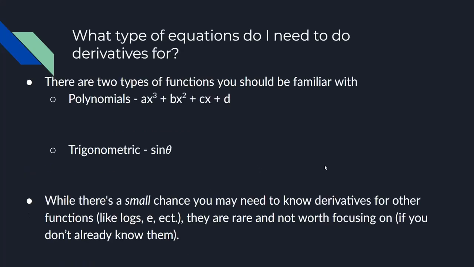Now, what are the types of equations that we need to do derivatives for? As we mentioned, we have to be able to do polynomials and trig functions. As a refresher, polynomials are equations written in the format of something times x to some power plus something times x to some power, and so on. On the other hand, trig functions are things like sine and cosine. In particular, we're actually only talking about sine and cosine.